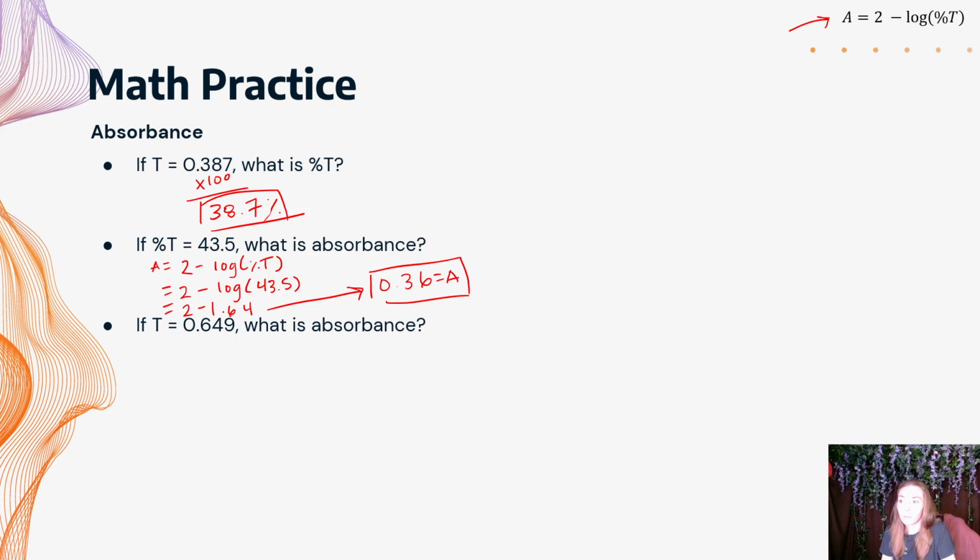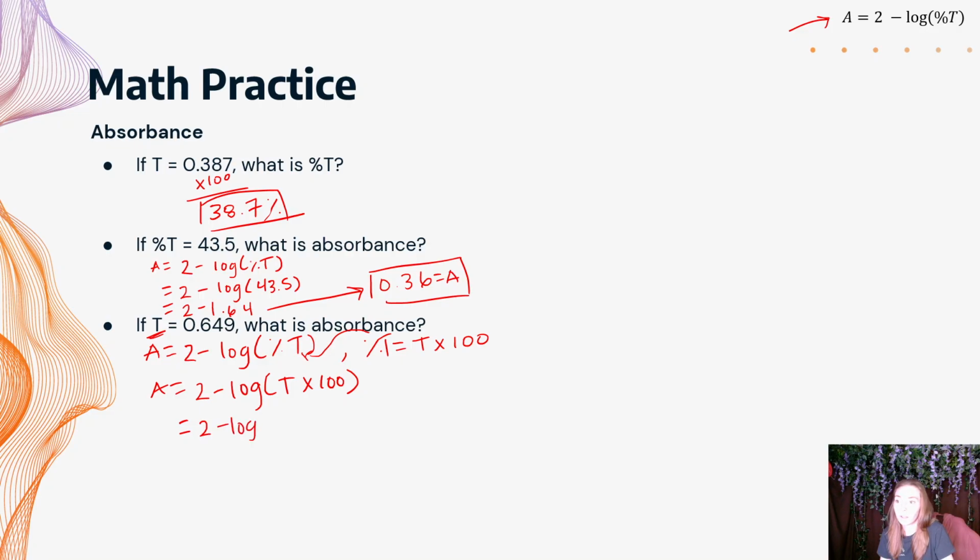Let's take this a step further. If T equals 0.649, what is absorbance? Well, our formula says A equals 2 minus log percent T. Percent T and T are not the same thing, okay? Our formula for percent T is T times 100. So we can just take this and plug it in there. We will get A equals 2 minus log of T times 100. Does that make sense?